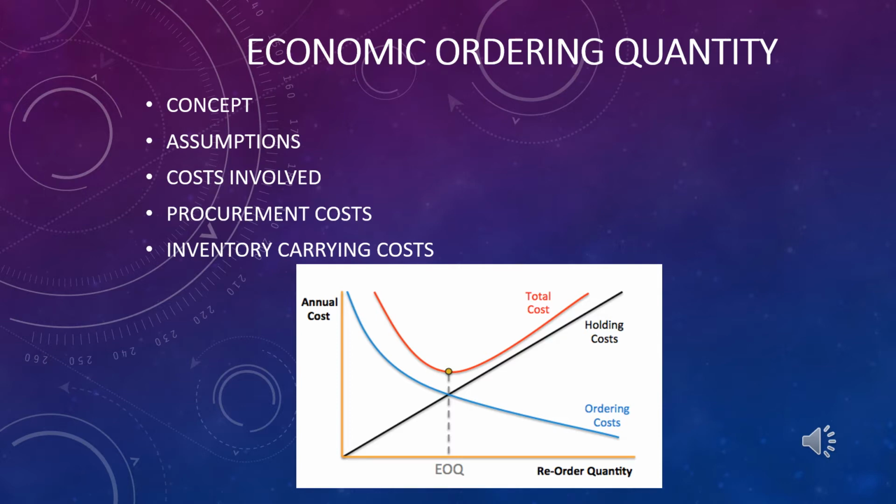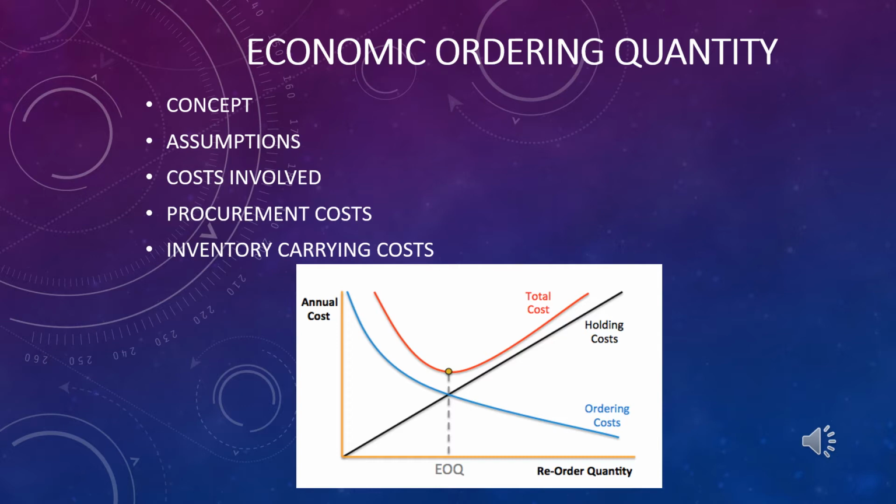These should be excluded from the analysis as these are fixed. Procurement costs are expressed as cost per order and are generally obtained from variable expenses, if we divide the variable expenses of the purchase department in a period by the number of orders placed during that period.